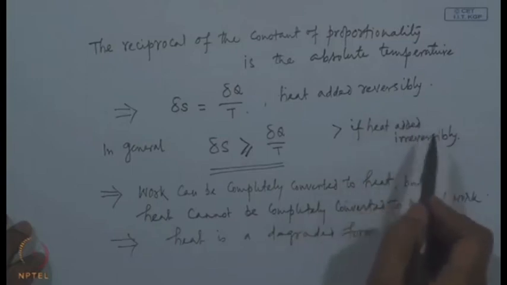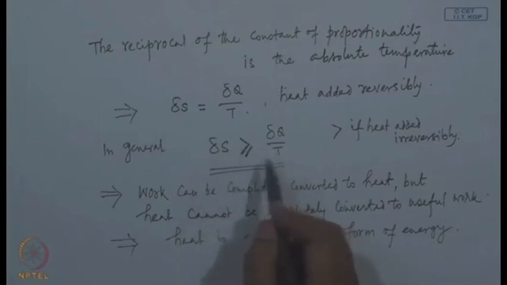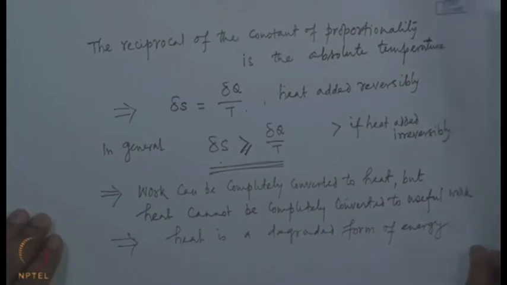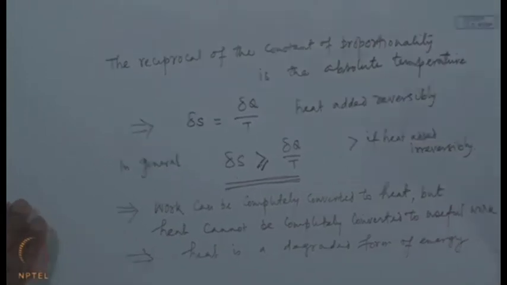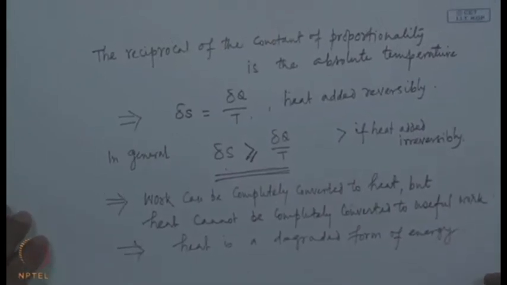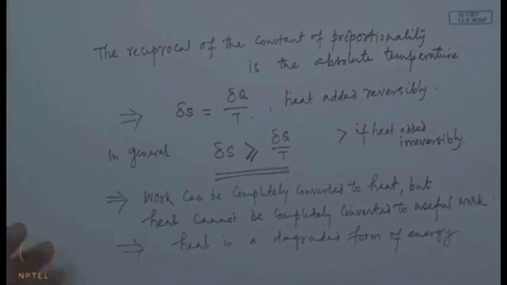In other words, if the change is irreversible, then the relationship will change to this form. That is, delta q will be less than T times delta S, but for the reversible case delta q will be T times delta S.